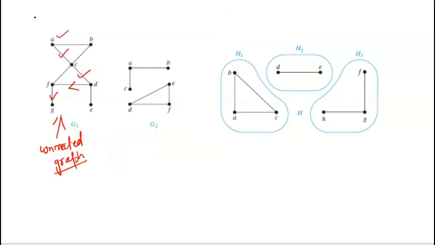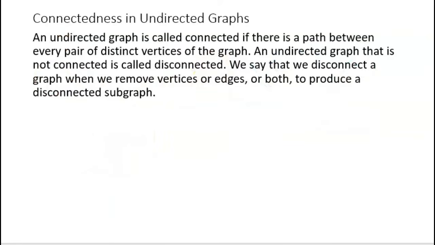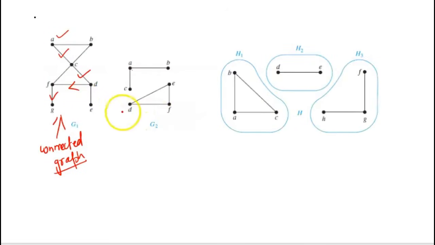This is a disconnected graph. That is what the definition is saying, that the graph is disconnected. Okay. So this graph is a disconnected graph.